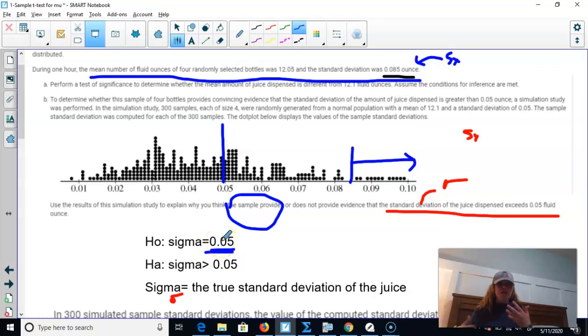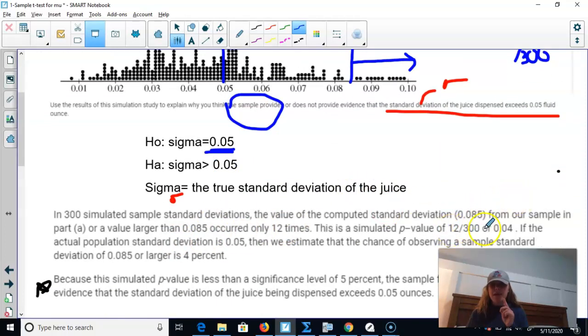We're not going to find a t-score or a z-score, but we're going to use this simulation. Out of these 300 samples of size 4, each one of these dots represents a sample standard deviation, and we're going to count how many were above this sample right here. More extreme: 1, 2, 3, 4, 5, 6, 7, 8, 9, 10, 11, 12. Okay? 12 out of the 300 were more extreme than what we calculated, and that gives us a p-value of 0.04.